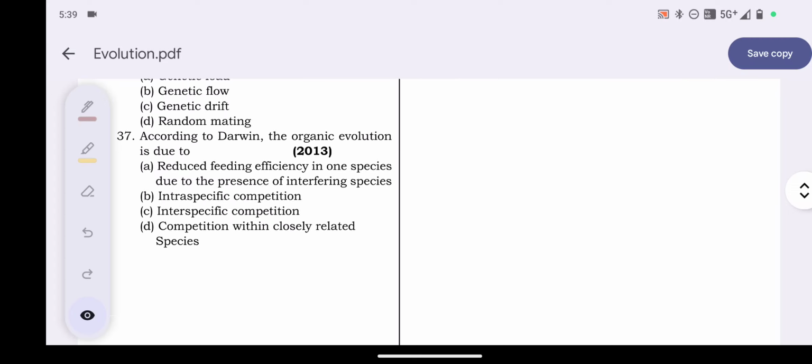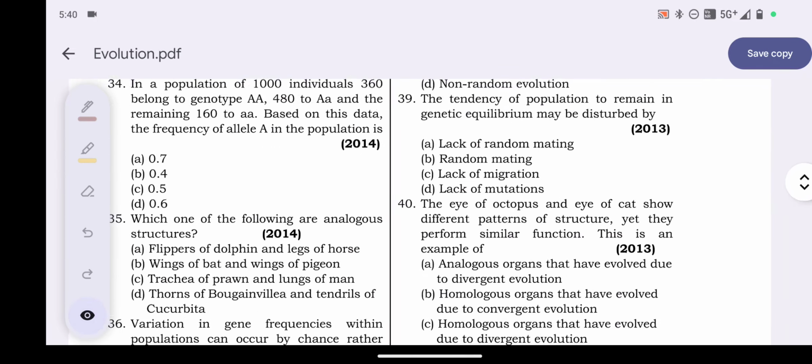So here organic evolution is due to option number C. Interspecific competition according to Darwin is the cause of organic evolution. It is a form of competition between members of various species. The presence of interfering species causes a reduction in feeding efficiency in one species, which is related to a struggle for evolution. So C option is the correct answer.